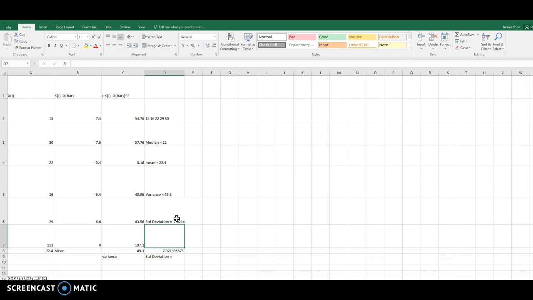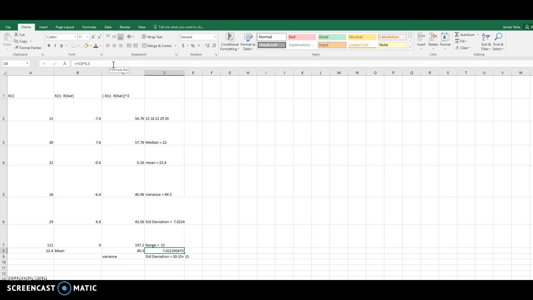So now I've got those measures. The last thing I've got to calculate is the range. The range is simply equal to the highest observation in our data set minus the lowest. So that range is equal to 30, which is my largest observation. You see it right here. Minus 15, which is my smallest, and that gives us 15. So my range here is 15.